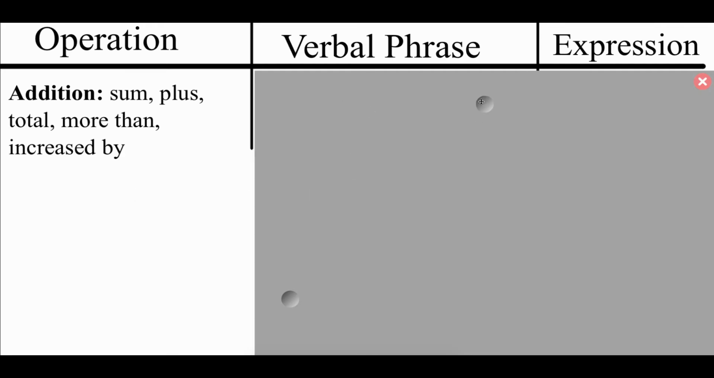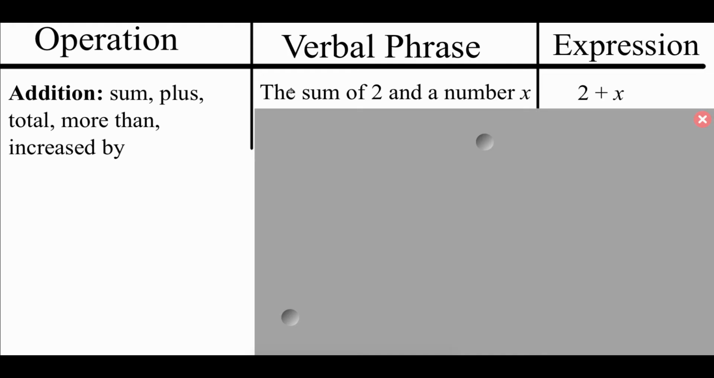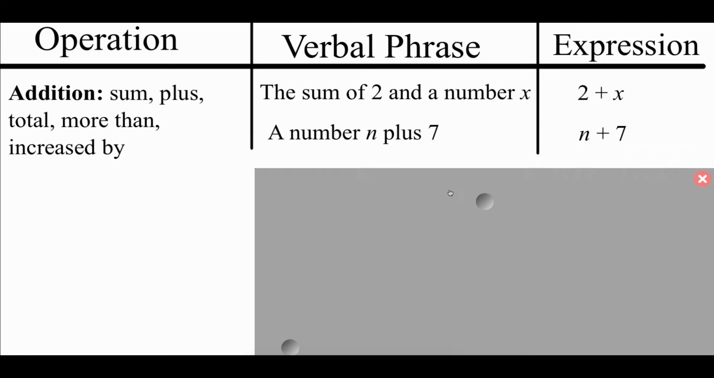So for example, if we saw the verbal phrase, the sum of 2 and a number x, sum is one of those keywords. It means we've got addition happening. So if we were to write this out as an algebraic expression, we would take 2 plus x because we're seeing that sum. Or if we saw something like a number n plus 7, well, that plus in there is one of our addition keywords. So we would write that out as an algebraic expression as n plus 7.